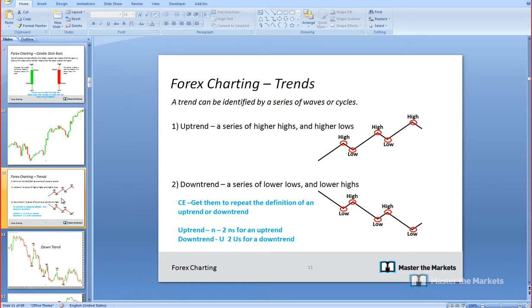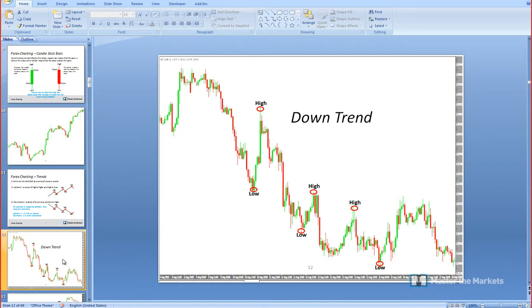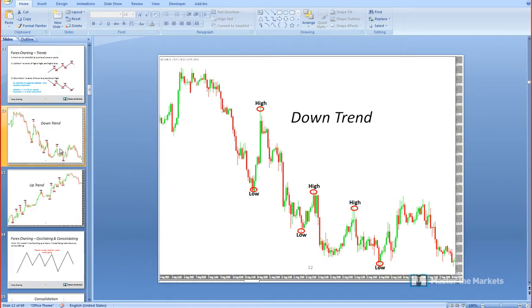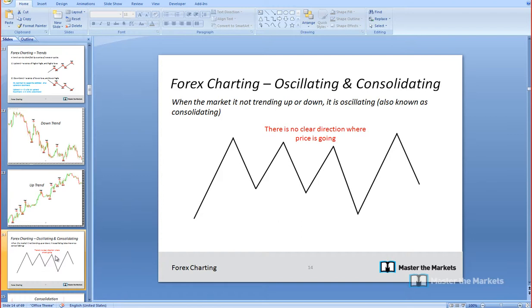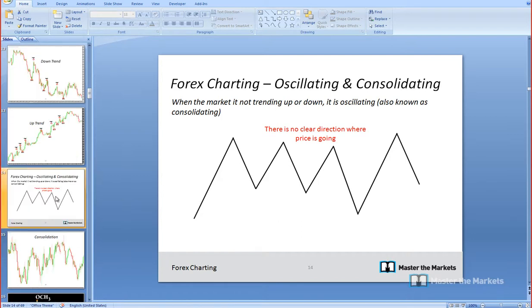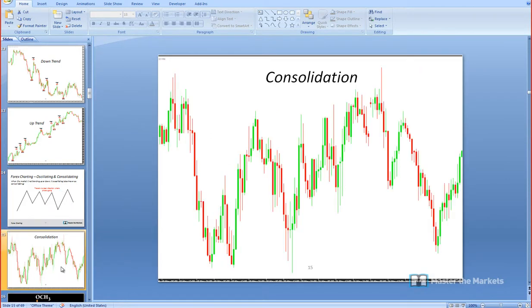So next, that's an example of a downtrend there, and that's an uptrend there. Next thing, this is a consolidation. So trends, downtrends, and consolidation, oscillation. So then here's an example of that.